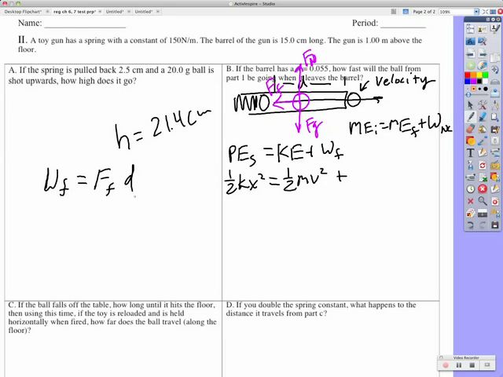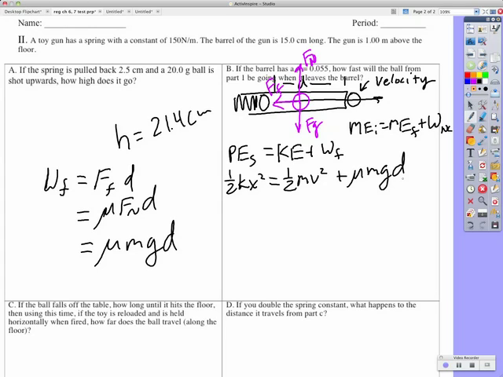So what is the equation for F sub f? Yeah, it is mu F sub n times d. Take a look at that force diagram. F sub n equals what? Yeah, F sub n is going to equal mg, right? So this becomes mu mg d. And we're looking for v. So I say mv squared over 2 is equal to kx squared over 2 minus mu mg d.